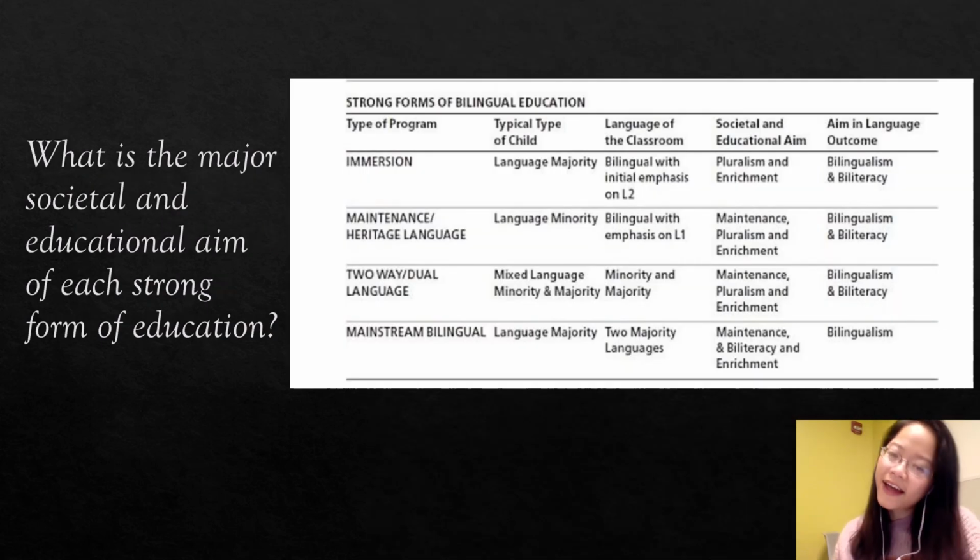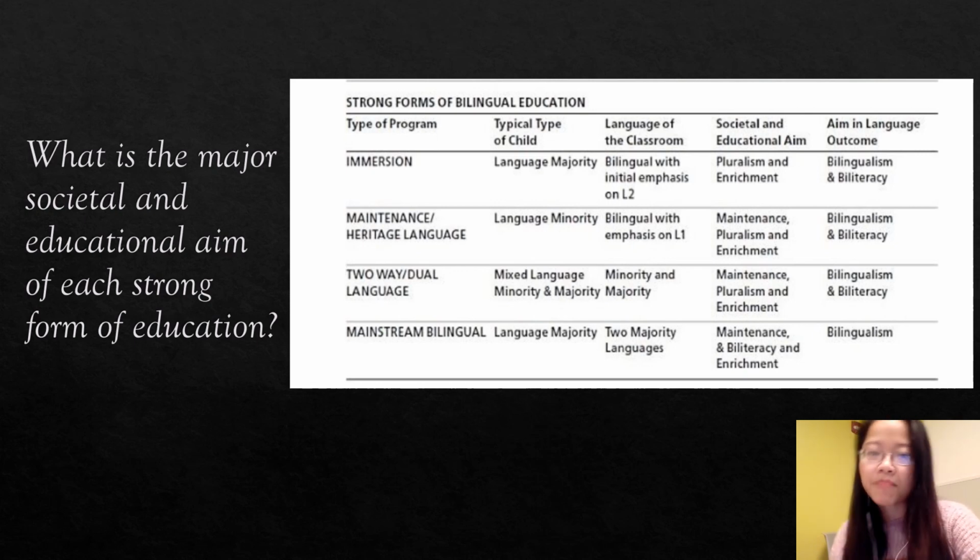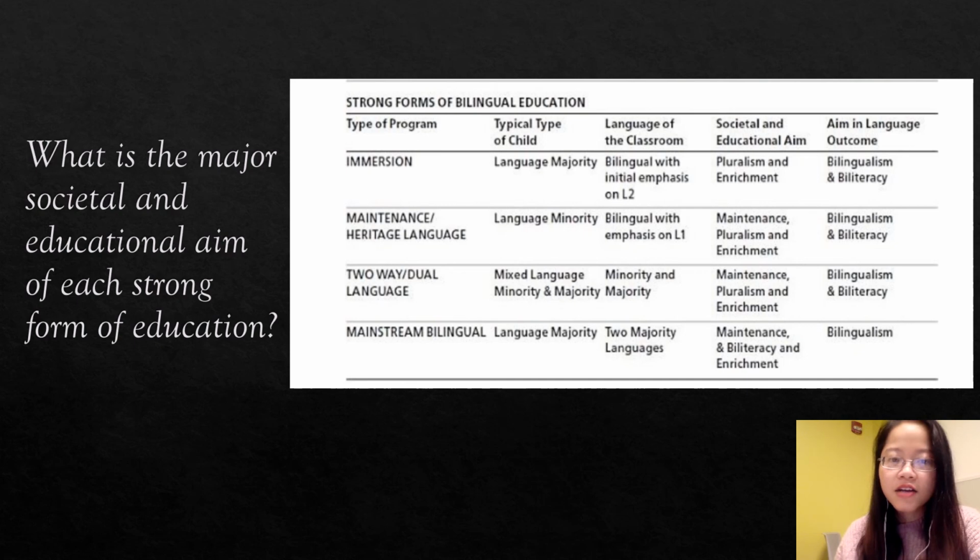So let's come to the last part of the lecture today. Why can some programs be considered the strong form of bilingual education? Yes, you're correct, because the aim in language outcome is bilingualism and biliteracy. So the first on the list is immersion.